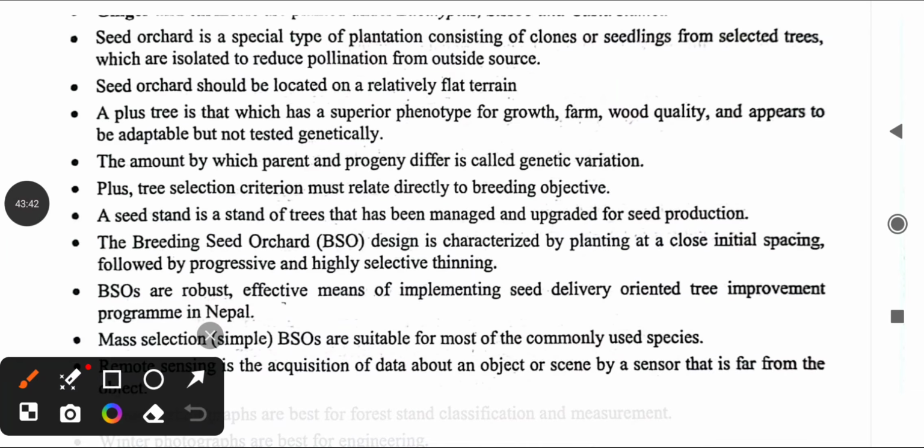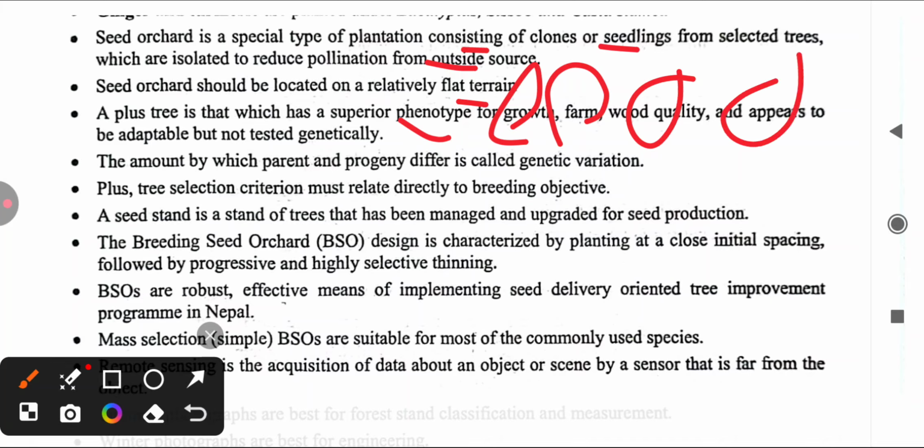Seed orchard is a special type of plantation consisting of clones or seedlings from selected trees which are isolated to reduce pollination from outside sources. A seed orchard should be located on relatively flat terrain. A plus tree has a superior phenotype for growth, form and wood quality, and appears to be adaptable but is not tested genetically. The amount by which parent and progeny differ is called genetic variation. Plus tree selection criteria must relate directly to breeding objectives.